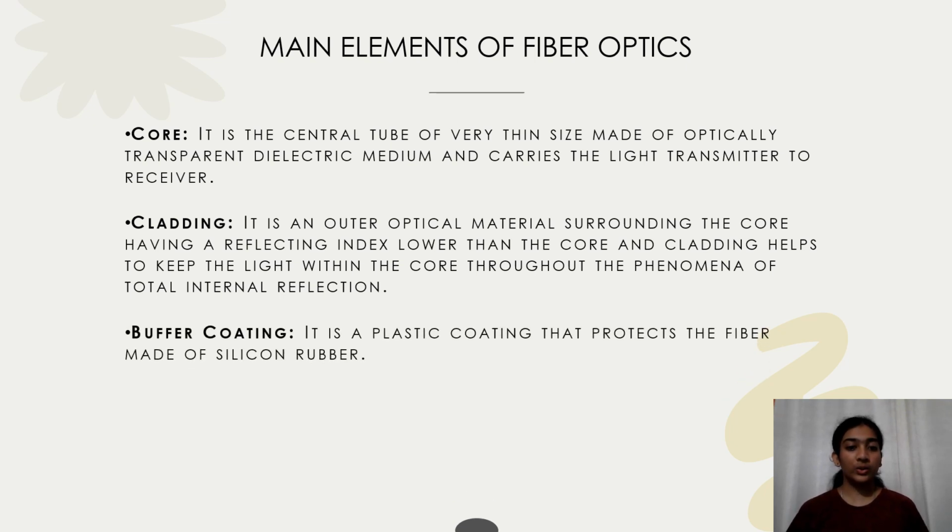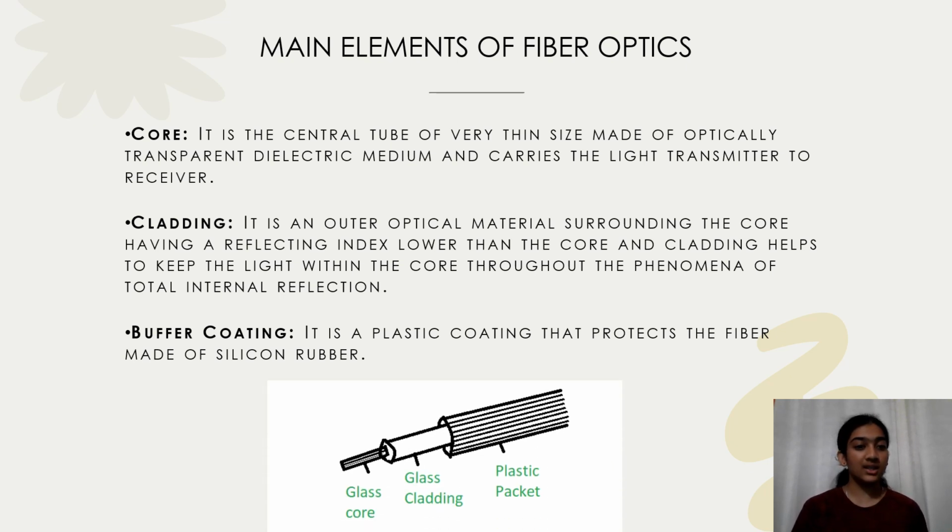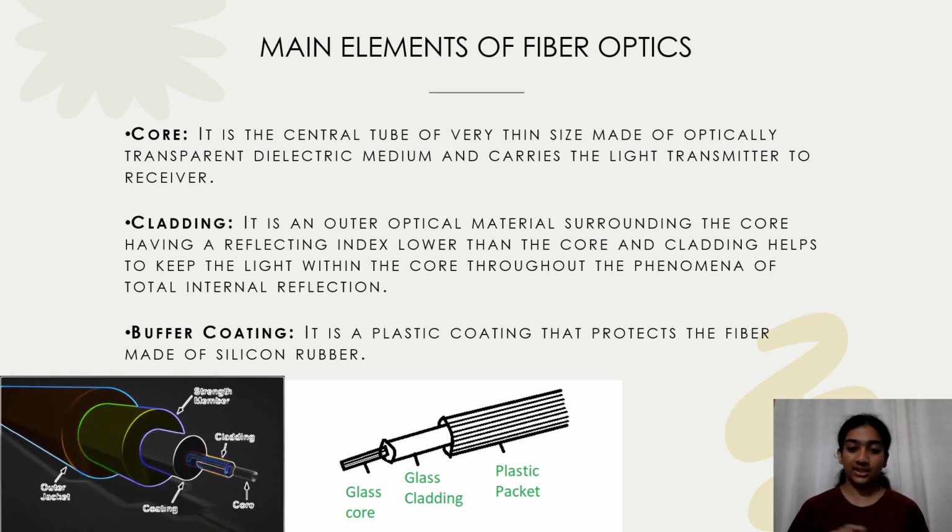Next one is buffer coating. It is a plastic coating that protects the fiber made of silicon rubber. You can see from the image, it is easy to understand. You can see the core, cladding, and the plastic jacket.